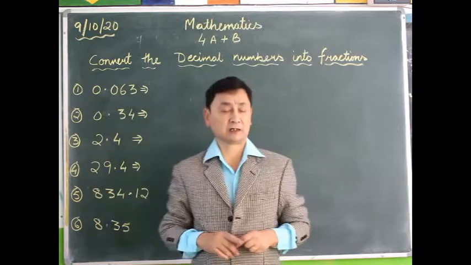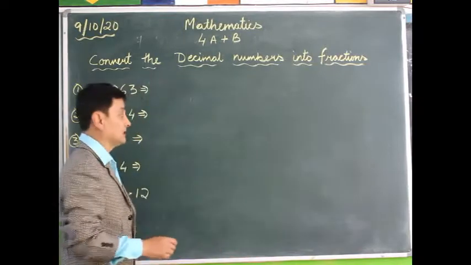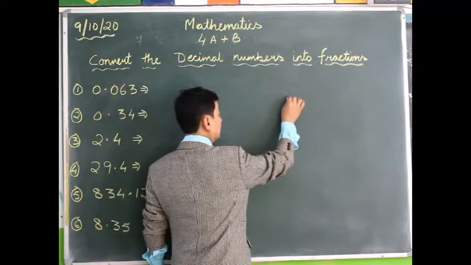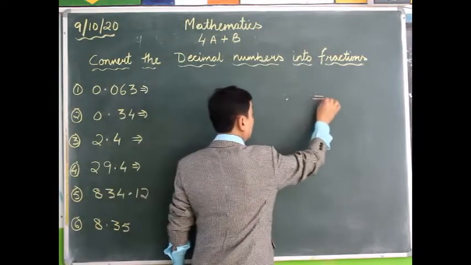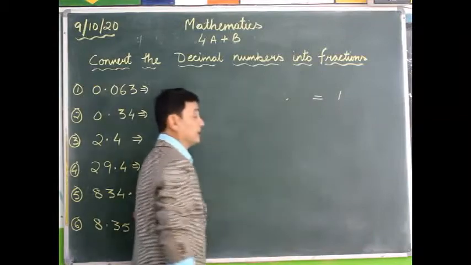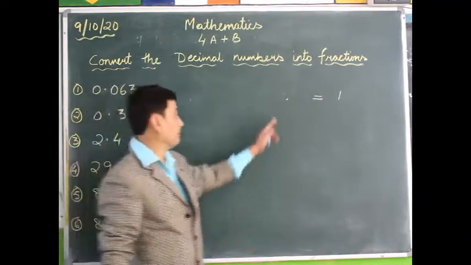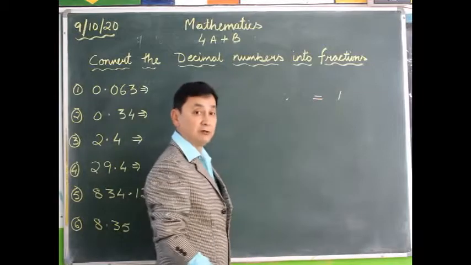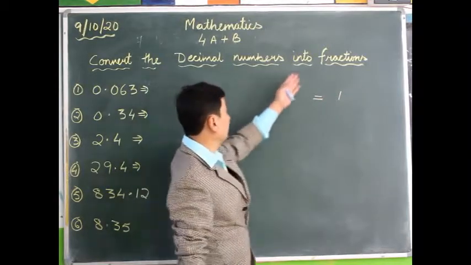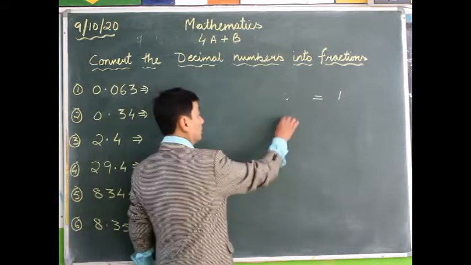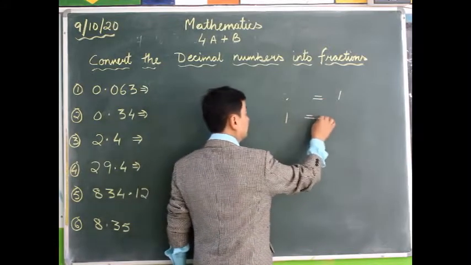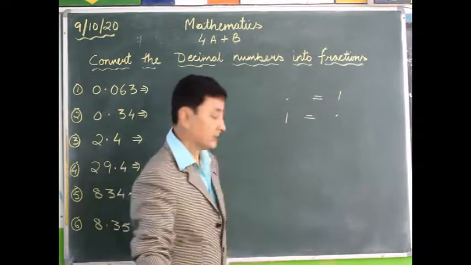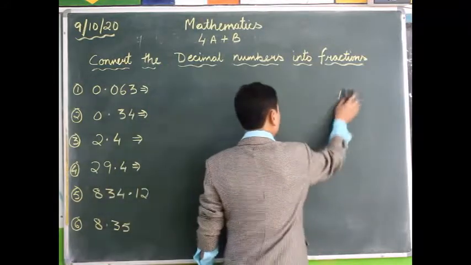Okay? So let's start. Now remember before that, when we convert, the point becomes 1. The number 1. The point will be changed into 1. Later on, when we convert fractions into decimals, 1 will be changed into the point. You will understand this better later on.